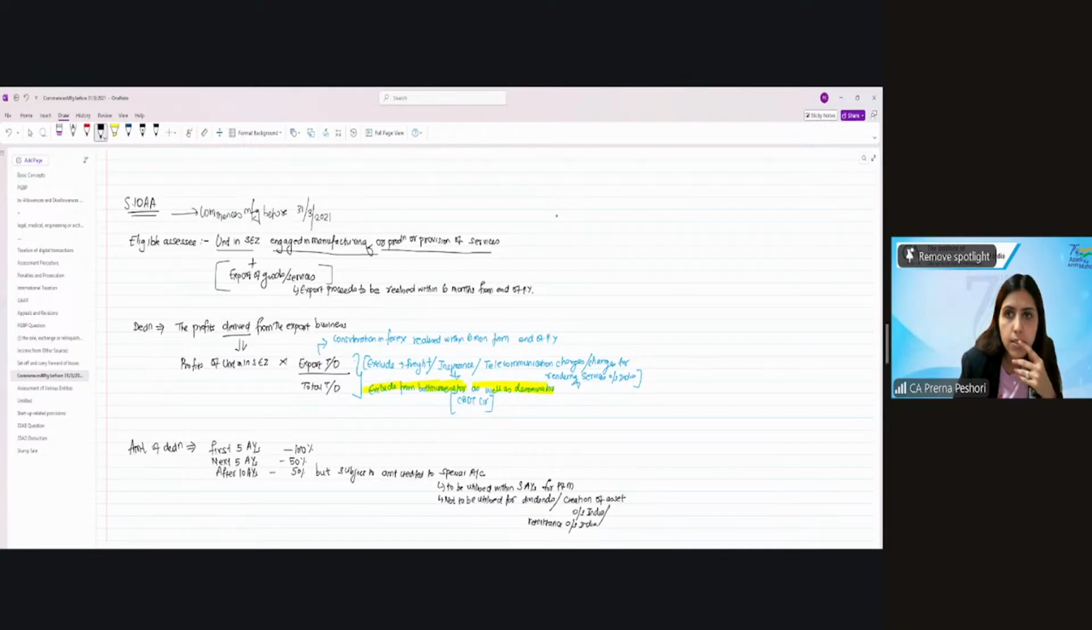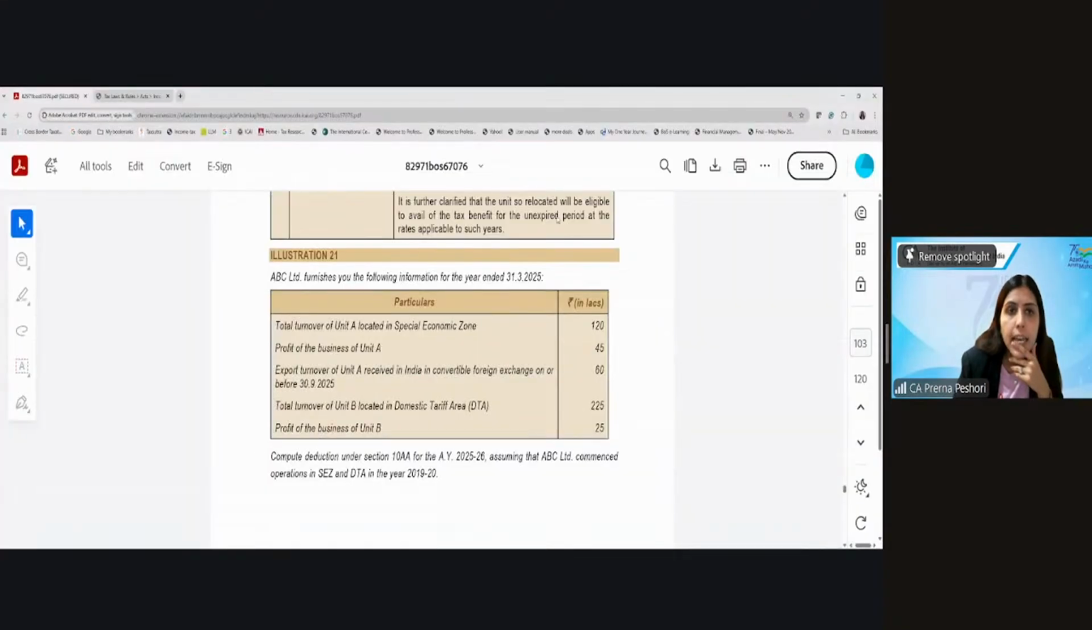Yes, let's solve a question from the module itself. ABC Limited furnishes you the following information for the year ended 31st March 2025. Total turnover of Unit A located in SEZ is 120. Profit of the business of Unit A is 45. Export turnover is 60, which is in convertible foreign exchange. Turnover of Unit B located in domestic tariff area is 225, and profit of the business of Unit B is 25. You are required to compute the deduction. Yes, start computing and let me know the answer.